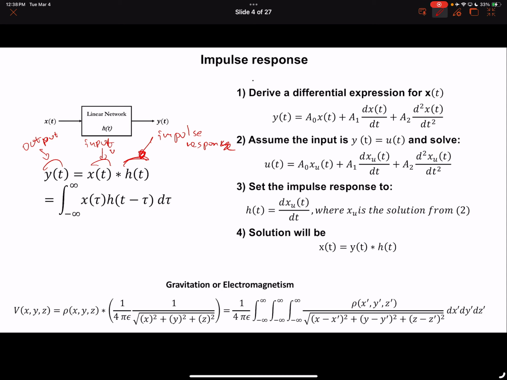And then we said that to find the impulse response, what we would do is first find the solution due to a unit step input, and then take the derivative of that solution, and that would give us the impulse response. So if we have what we call the step response, so if I give you the step response to a circuit, how do you find the impulse response?